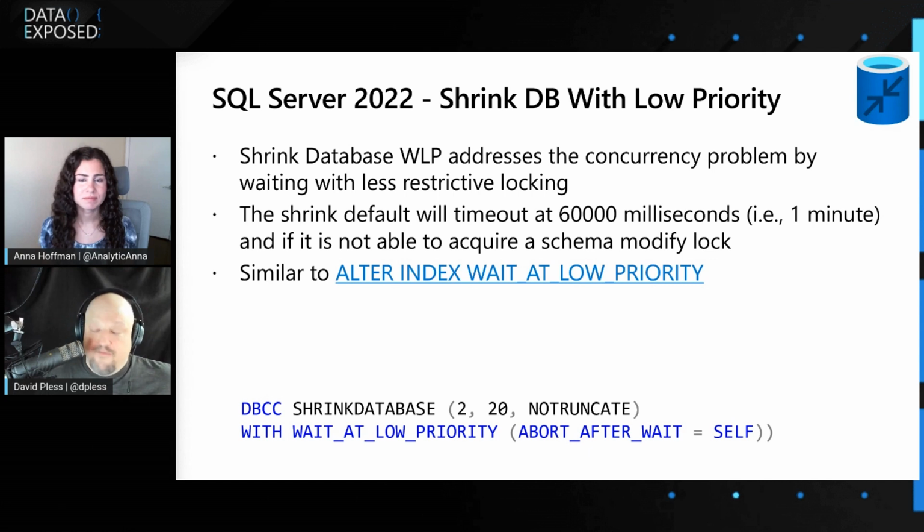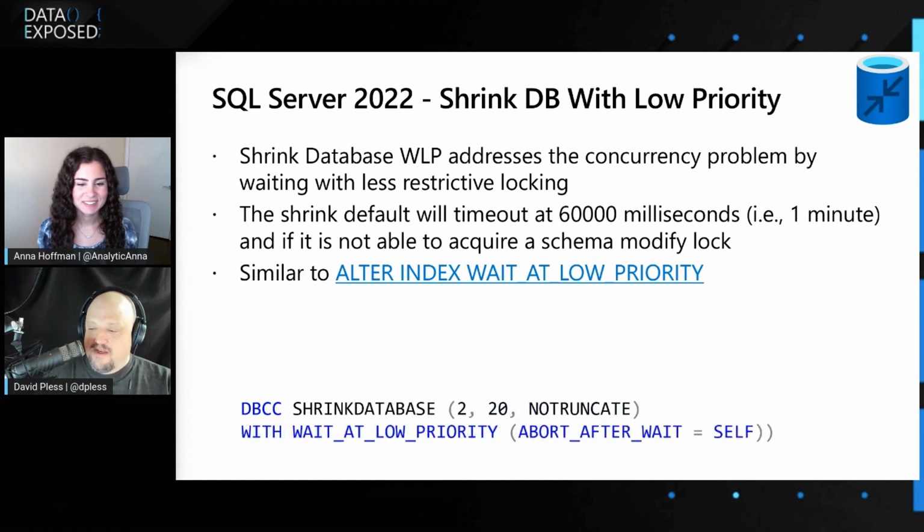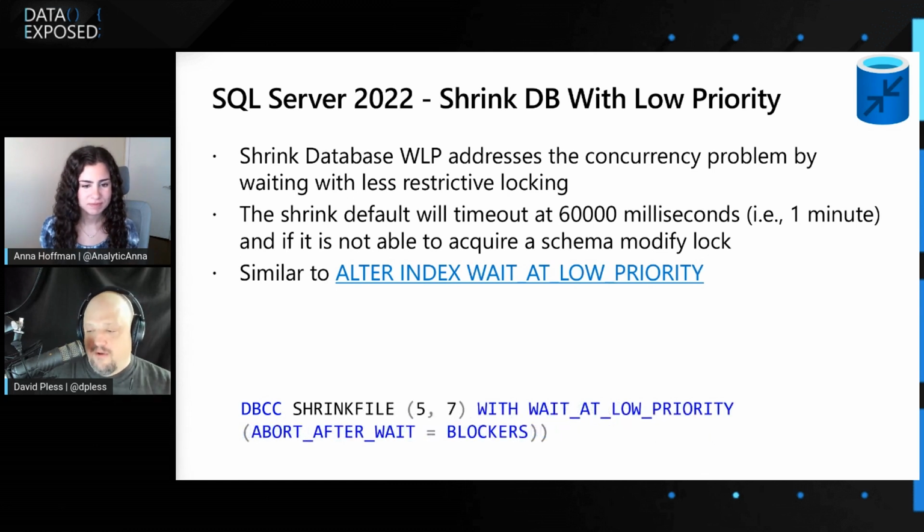Gotcha. Yeah, if you need it, you need it. And here's another one of those. If you need it, you need it. And wait, really quick before I move on to the next topic. At the bottom of the slide, you see DBCC SHRINKDATABASE with WAIT_AT_LOW_PRIORITY. Here's the command for DBCC SHRINKFILE with WAIT_AT_LOW_PRIORITY. So I had both of those examples there. Okay. Nice. Yeah. So if you need it, you need it.